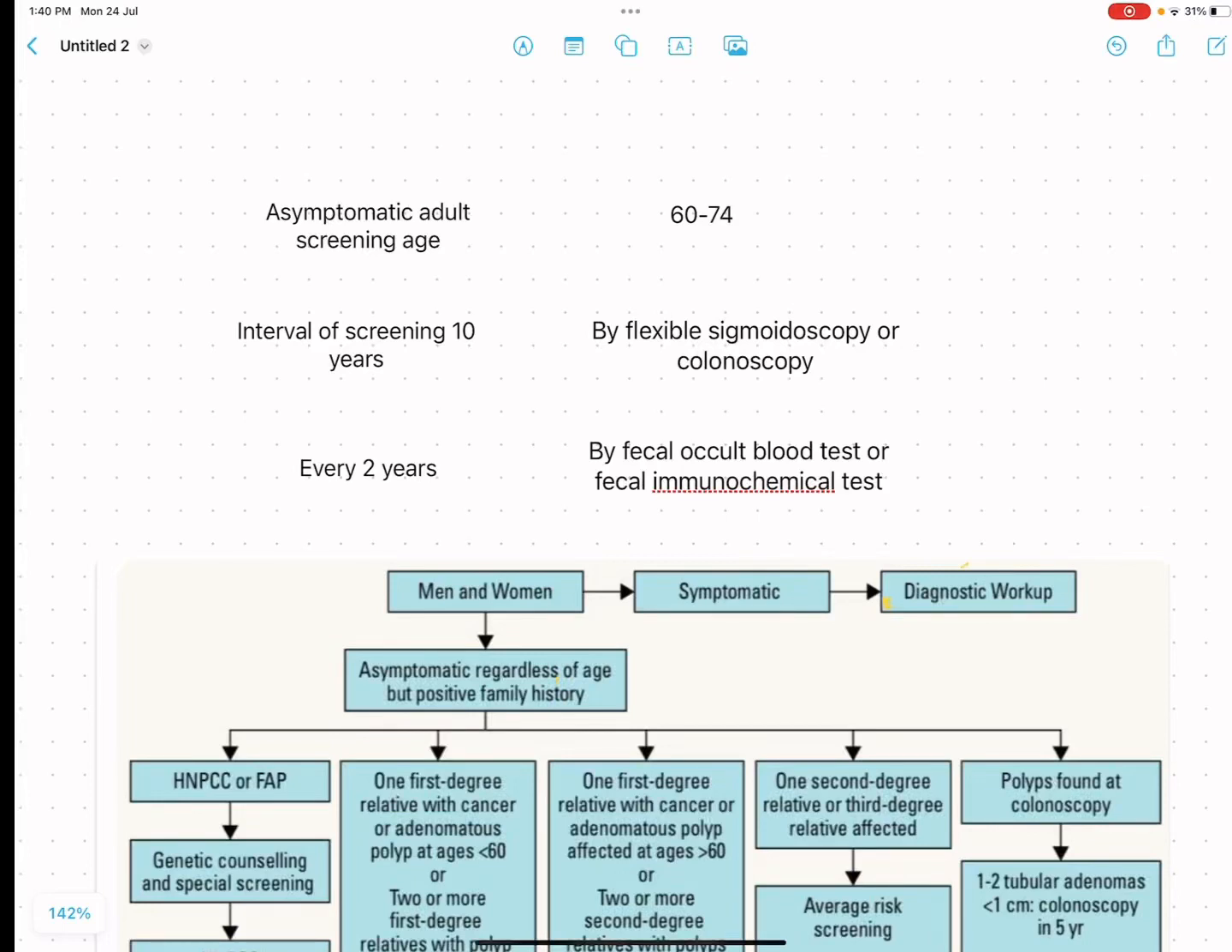Hello, today we are going to talk about colorectal cancer screening. In asymptomatic adults, the starting age for screening is 60 to 74 years old.